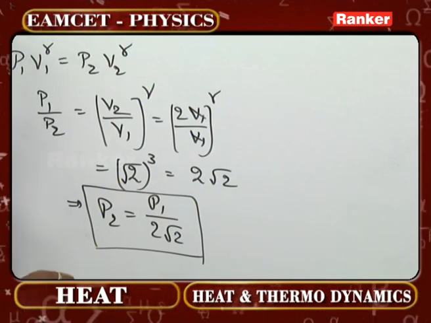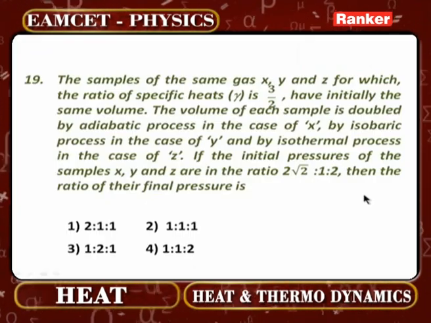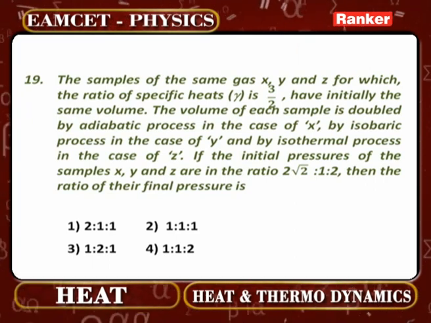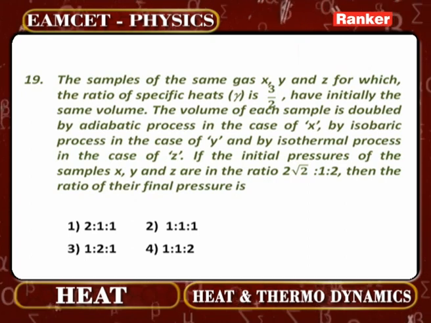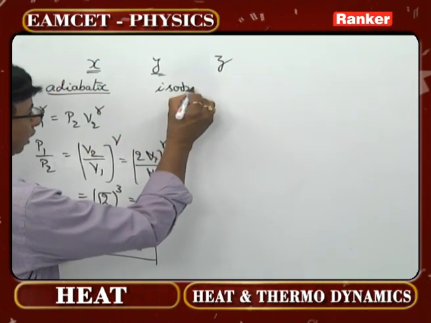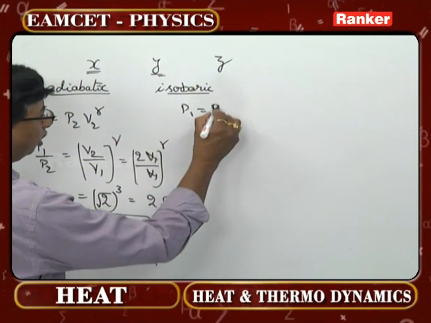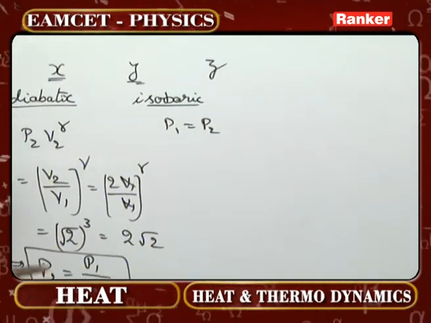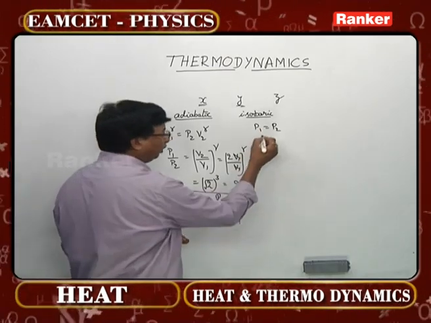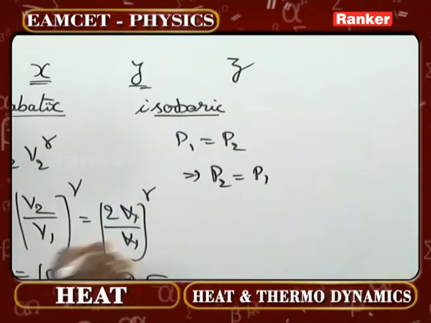Right? See the second one please. In the case of Y, it is taken as an isothermal process, in the case of Z, isobaric. You can all understand isobaric well. When I consider isobaric, pressure 1 and pressure 2 are supposed to be equal. Isobaric itself means no change in pressure in the system. So P2 will now be equal to P1 itself. That is the point you have to understand.